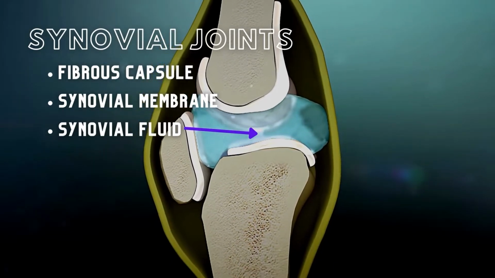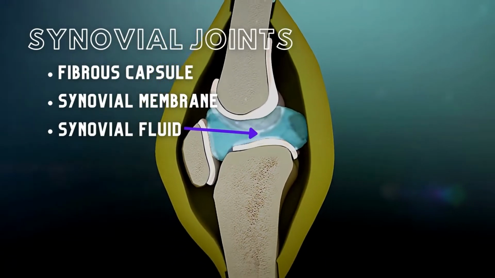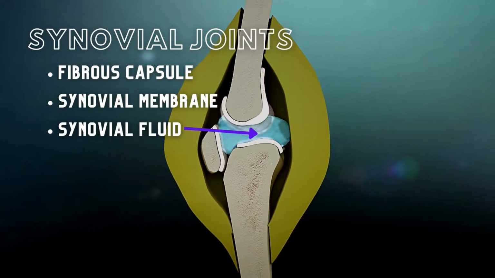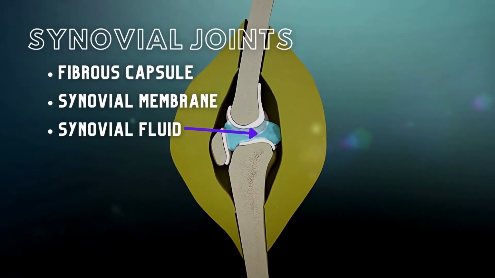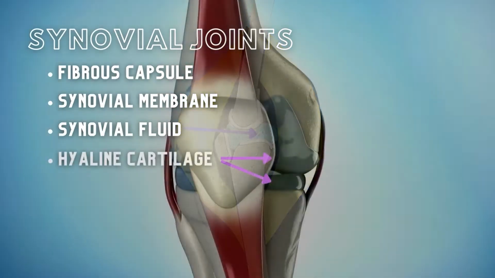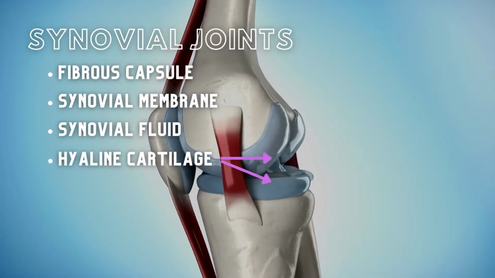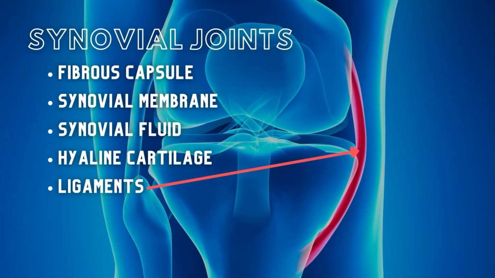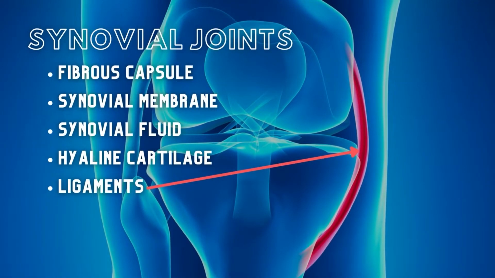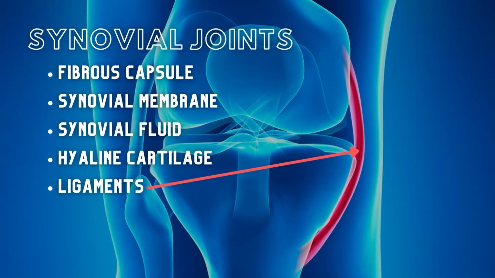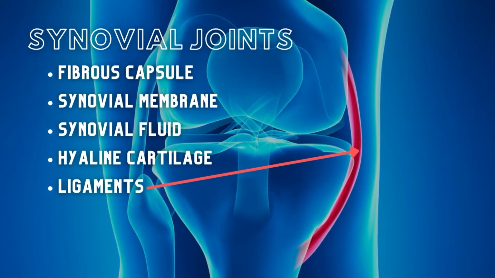This fluid fills the joint capsule, nourishes, and lubricates the hyaline cartilage, covering the articulating surfaces of the bones of the joint. Hyaline cartilage covering the articulating surfaces of the joint. Presence of localized connective tissue thickenings of the joint capsule. These thickenings are termed ligaments, and they serve to limit extreme range of motion at the joint.